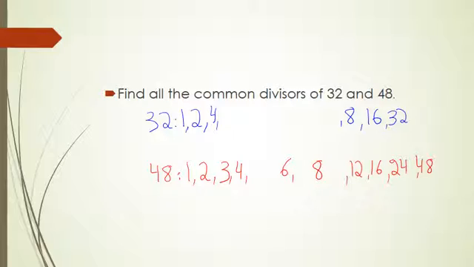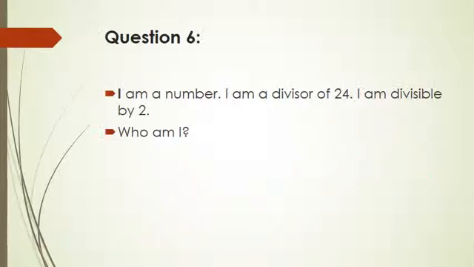Now I need what? To find the common divisors. What are the common divisors? 1, 2, 4, 8, 16. And that's it. Yes. So they are 1, 2, 4, 8, 16. Is this clear? Yes. Good.